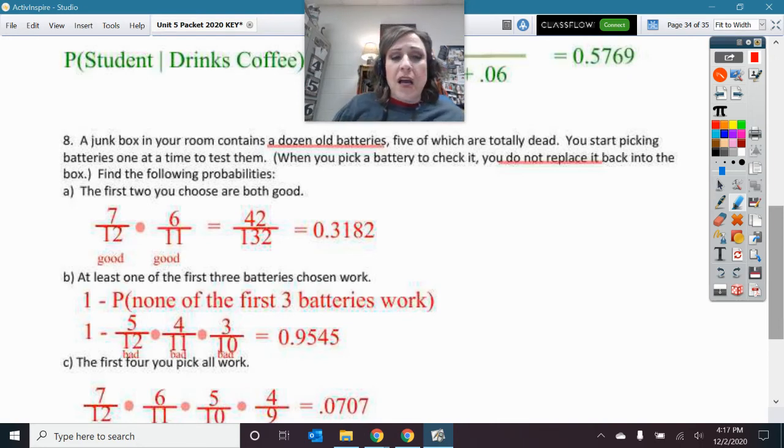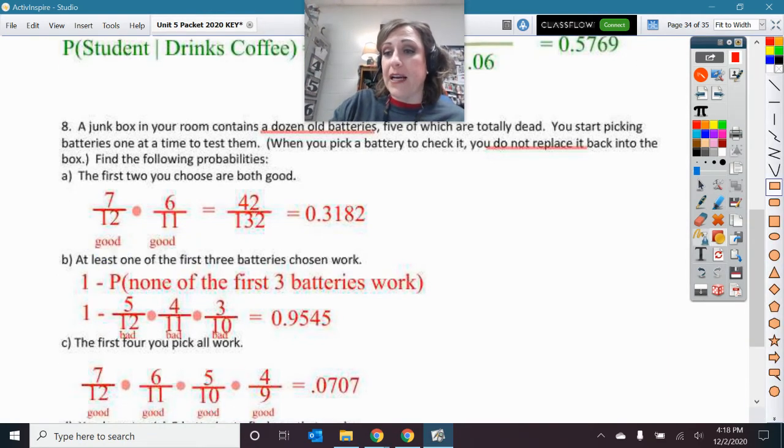So, the first two are good. That means I've got to have 7 out of the 12 are good. And the second one, 6 out of the 11 are good. Okay, so that's how we get that.